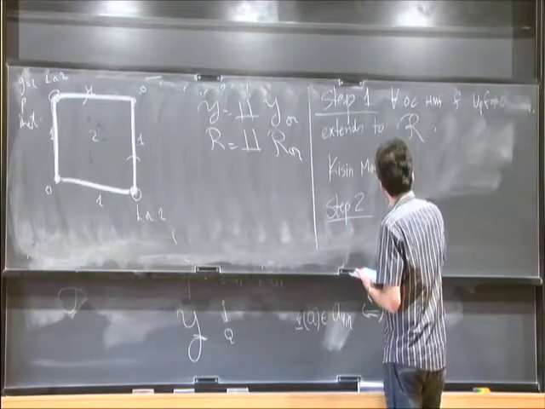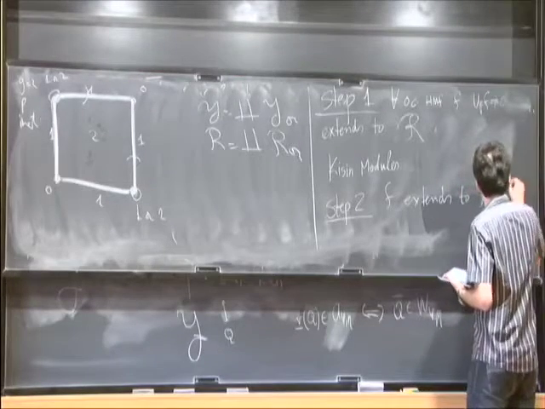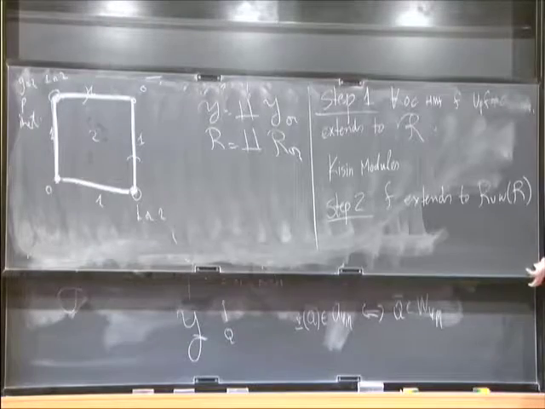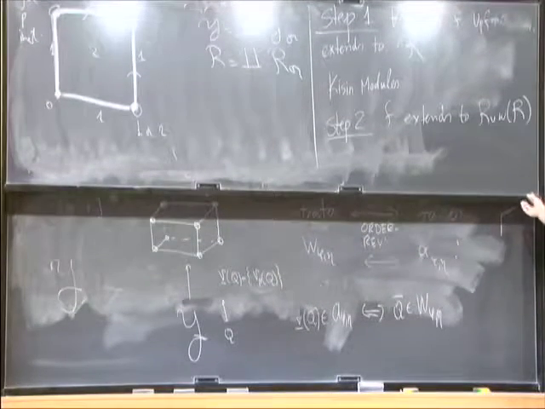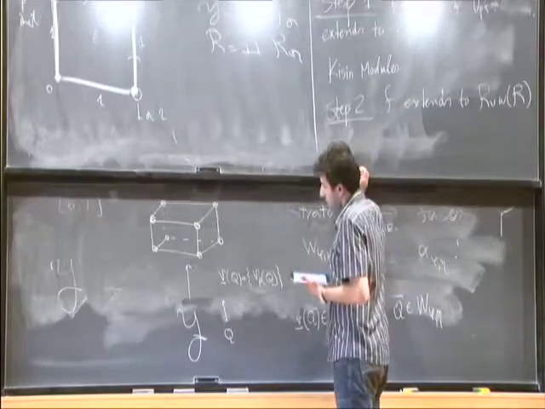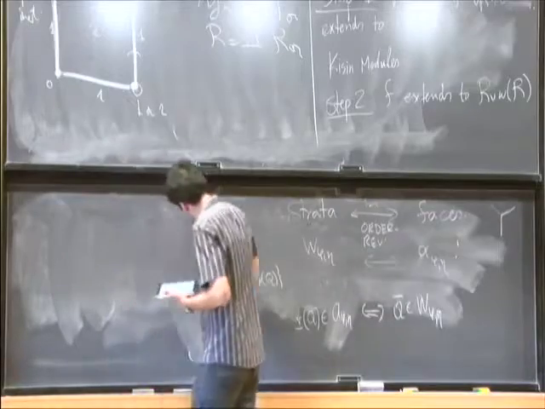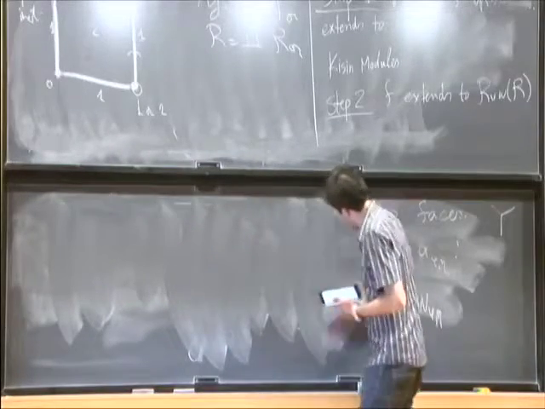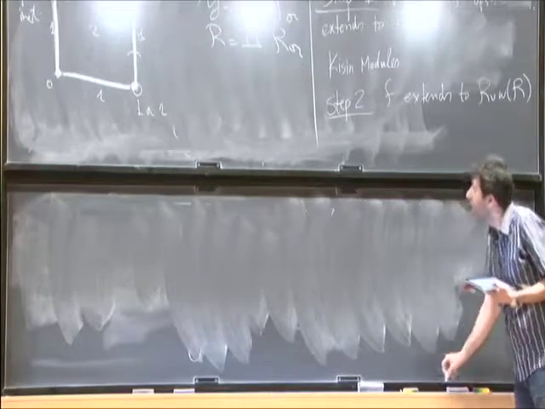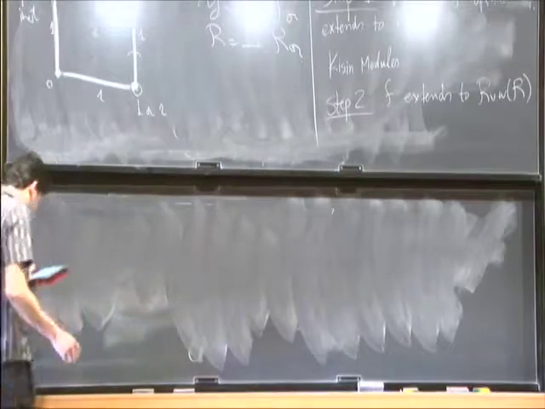So step 2 is: F extends to R union W R. Okay. How does one do that? Okay, now here there's something that I want to explain. I hope it doesn't take a long time, because it is actually important for generalizations of this.